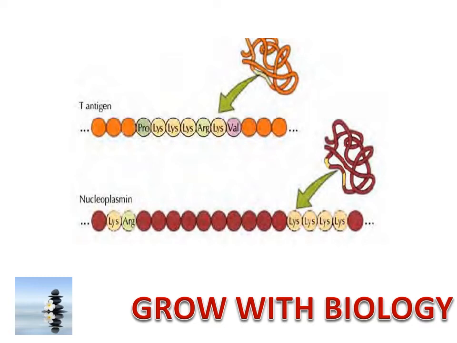Another example is found in nucleoplasmin, where there is a bipartite system. Now what is this bipartite system? A bipartite nuclear localization signal is that type of mechanism where the entire signal is divided into two parts. The first part has lysine and arginine, and then the second part has 4 lysine in continuation. In between these two there are 10 amino acids.